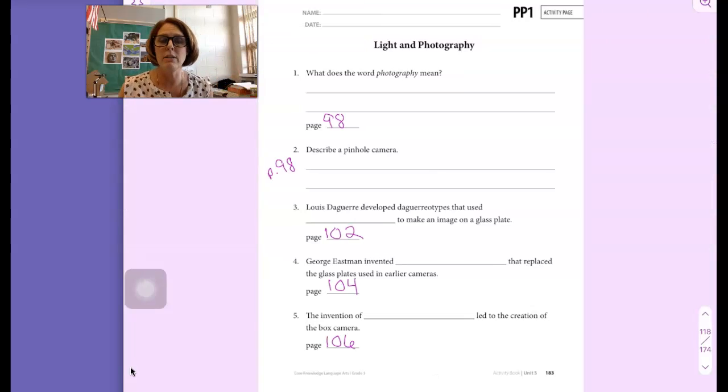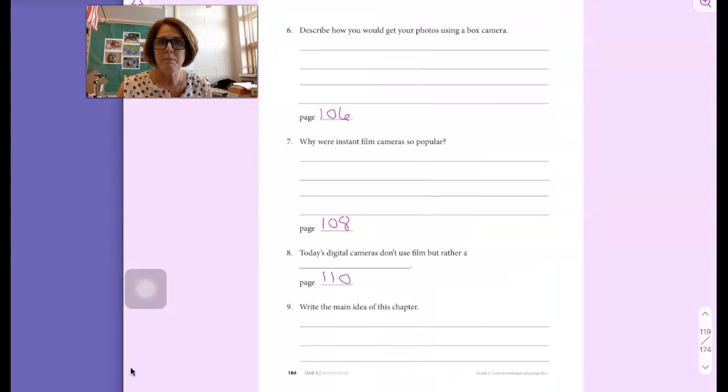Make sure that you write down the page numbers. So number 1 is found on page 98. Number 2 is also found on page 98. Number 3 is page 102. And if anybody knows how to pronounce that word, I would love to know because I'm not so sure. Number 4 is found on page 104. Number 5 is 106. Number 6 is also 106. Number 7 is on page 108.